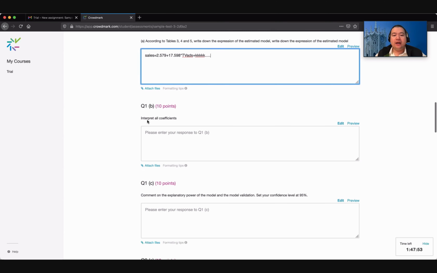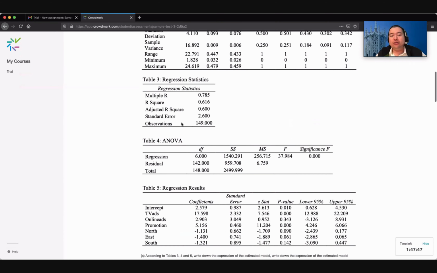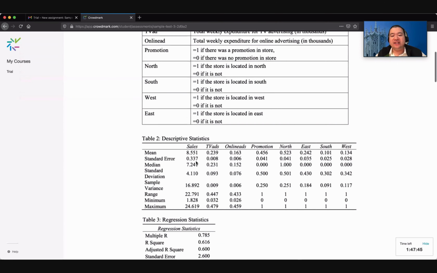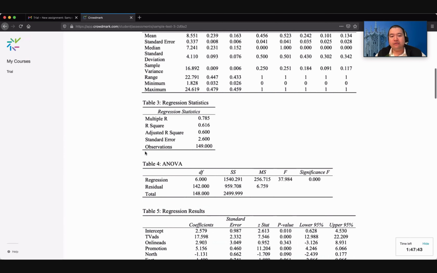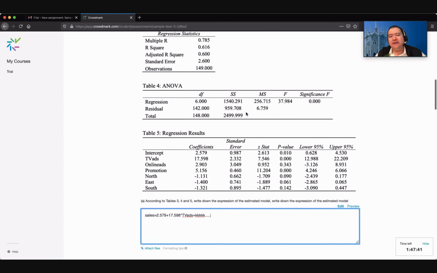So B, interpret all coefficients. When I say all coefficients, then you probably don't need to worry about these tables. You don't need to worry about the regression statistics. ANOVA, don't worry. Although I show ANOVA here, you just need to interpret the significance F. We only talk about the significance F.